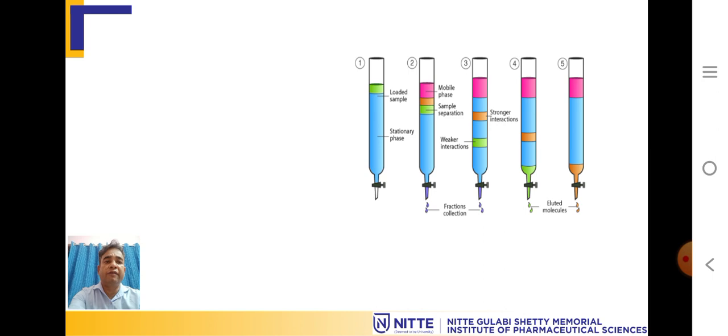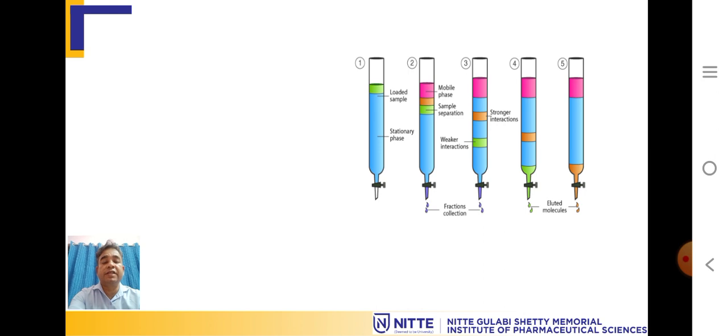We have packed the column with the stationary phase, and then we have loaded the sample. After loading the sample, we pour the mobile phase on top. The blue color shows the stationary phase, the green color shows the loaded sample, and the pink color shows the mobile phase. When you load the sample onto the column, the separation takes place as you pour down the solvent. As you pour the solvent from the top, the loaded sample migrates along the stationary phase, and the migration happens based on their affinity towards the stationary phase.